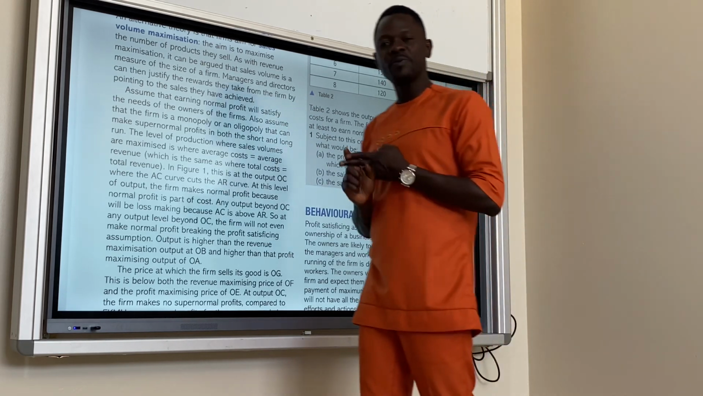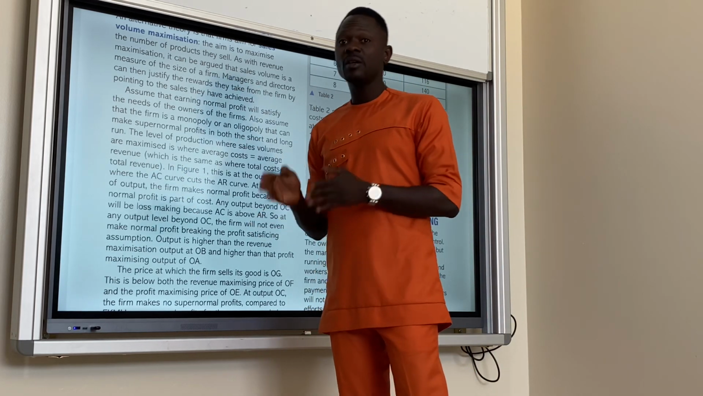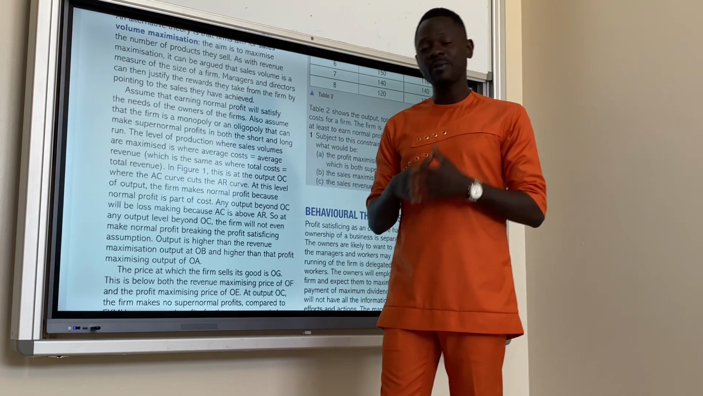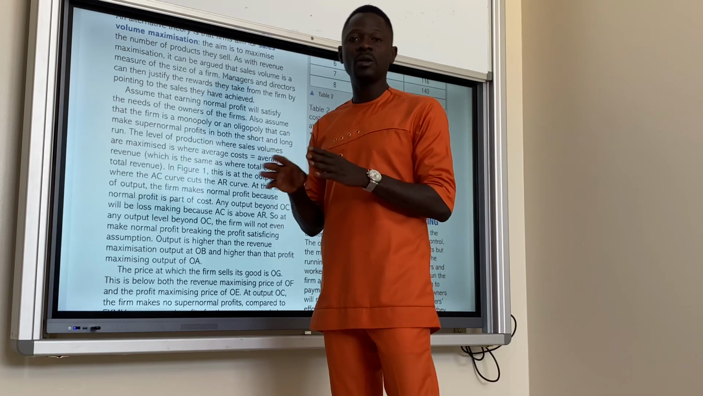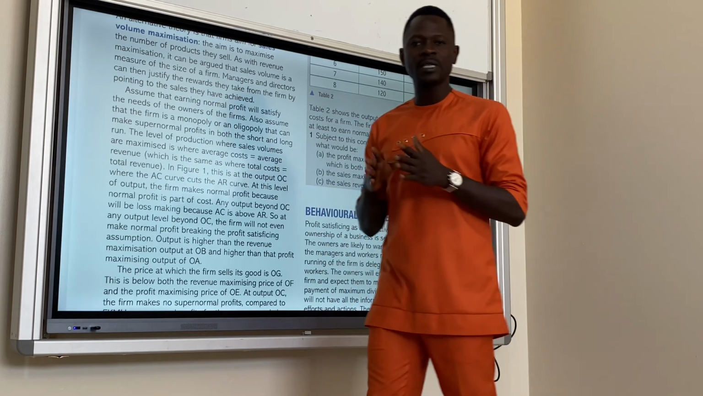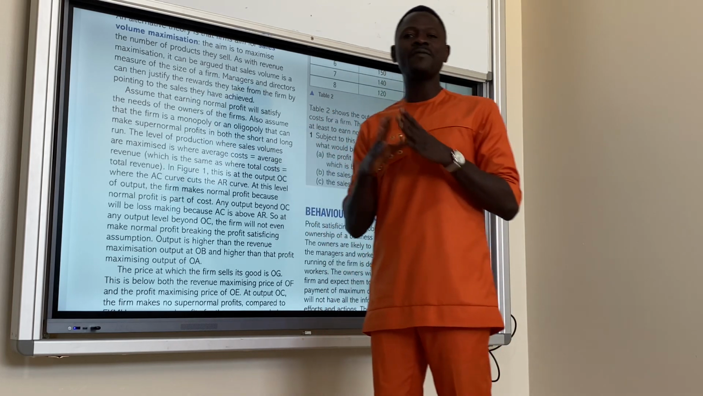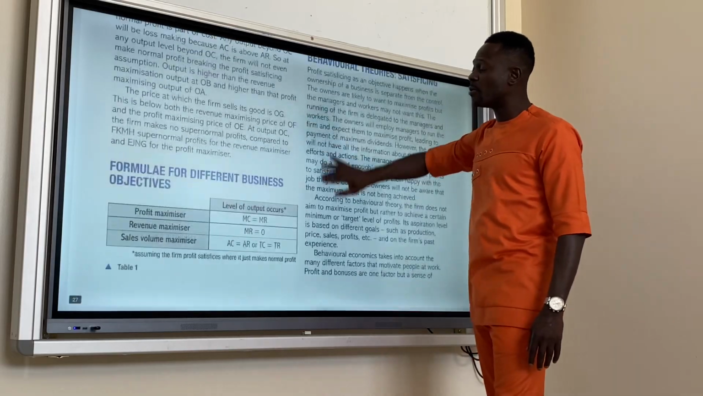Get it again? Profit maximization means our marginal cost equals our marginal revenue. For sales revenue maximization, our marginal revenue must be equal to 0. And for sales volume maximization, our average cost must be equal to our average revenue, or our total revenue must be equal to our total cost. Thank you. So that's all about the objectives of a business.